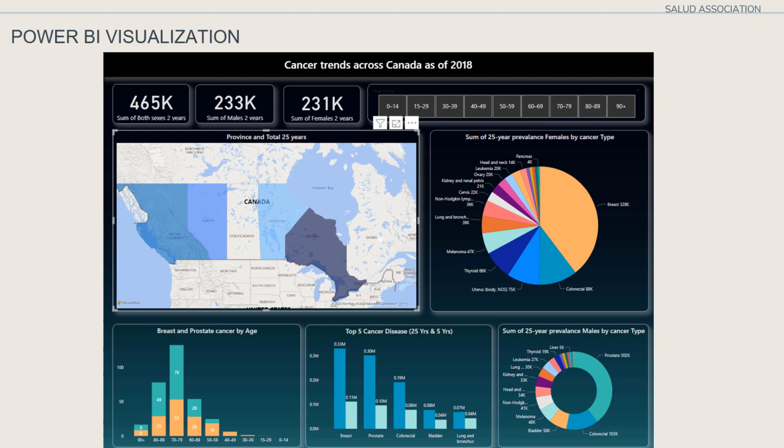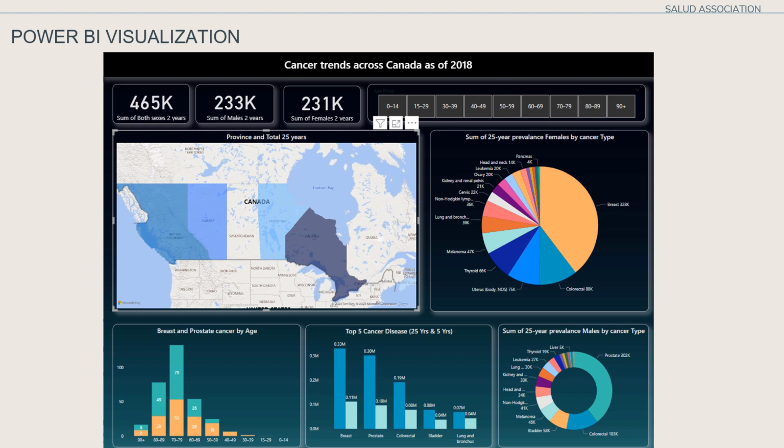Moving on to the Power BI visualization. This is a visualization of cancer trends across Canada as of 2018, a result based on the data set provided by the client and their requirement.